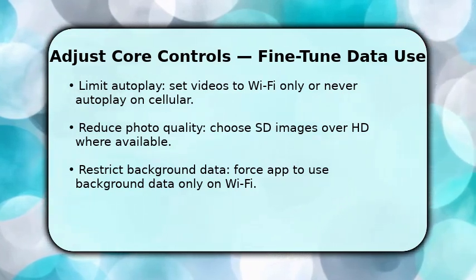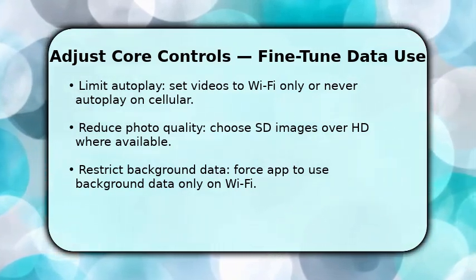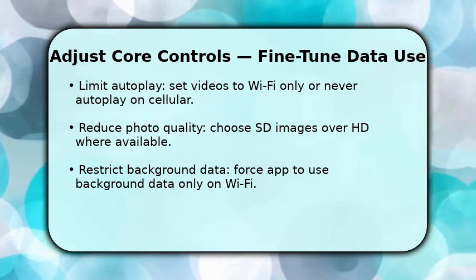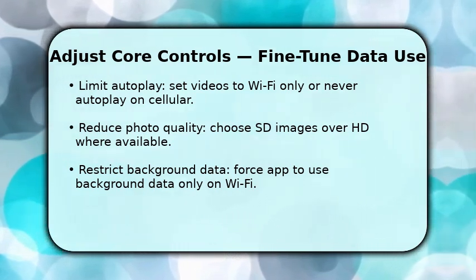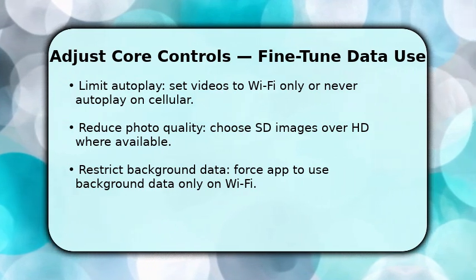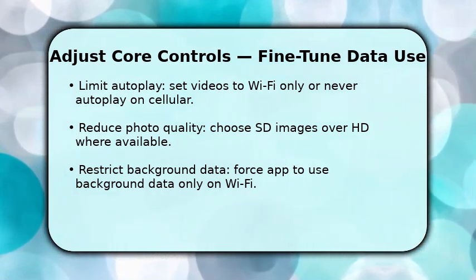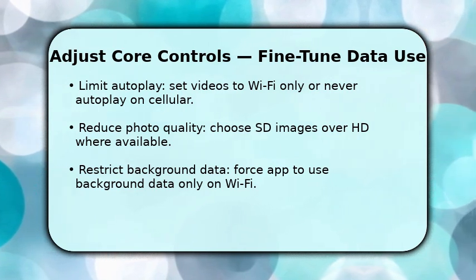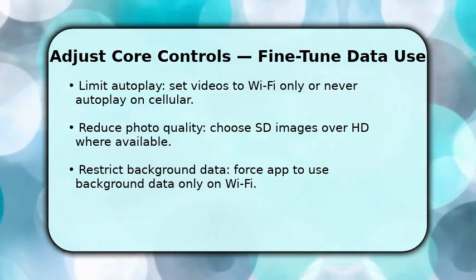First, set video autoplay to Wi-Fi only or never on cellular. This prevents large streaming bursts. Next, choose lower photo quality or disable HD uploads. Smaller images are faster and cheaper. Also restrict background data for Facebook so syncs and preloads run only on Wi-Fi.